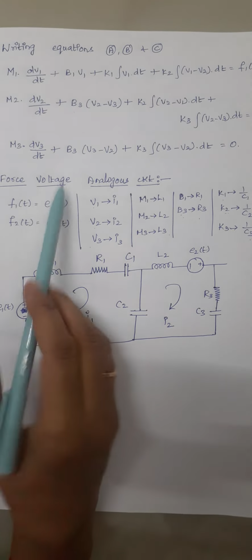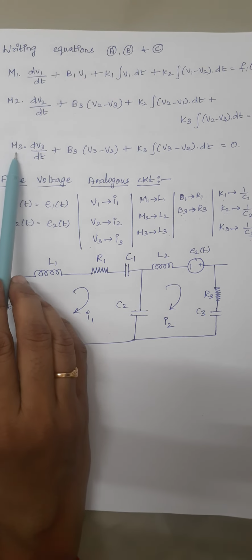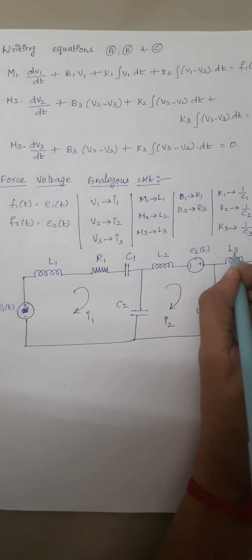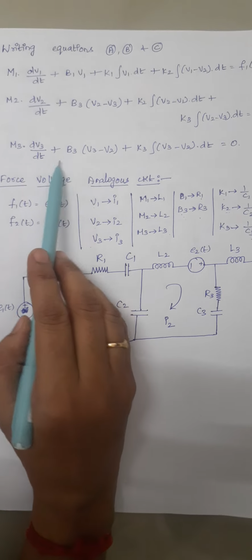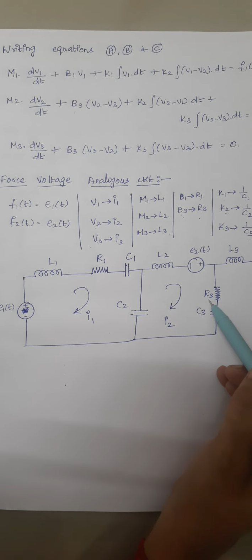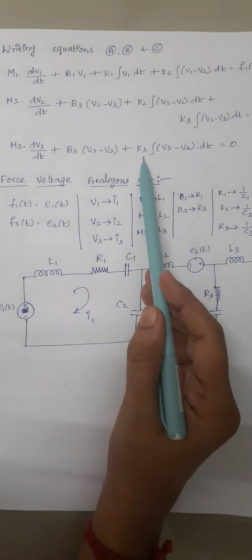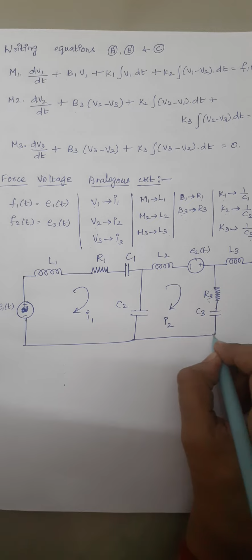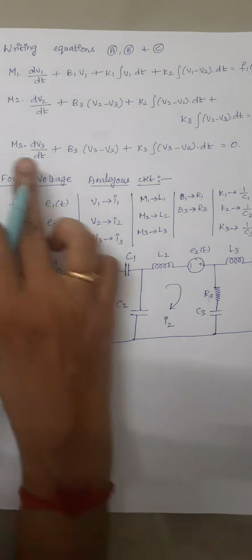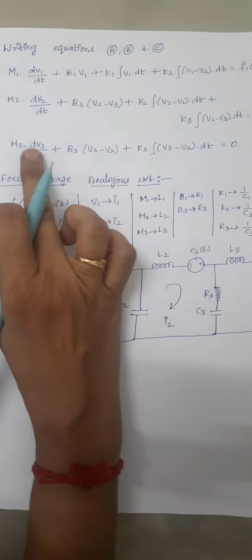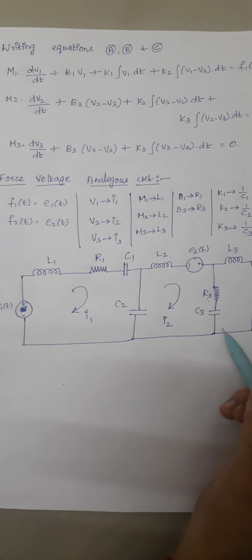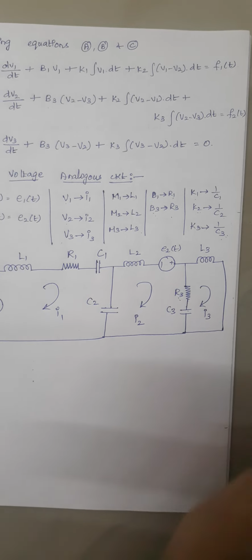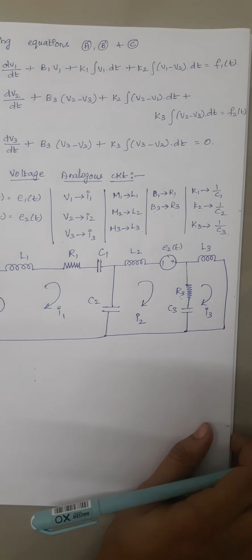And the next one is, we are having mass M3. So M3 is represented as L3. So here just draw an inductor L3. And we are having B3, and B3 is nothing but R3 which we had already drawn. And the next one is K3. K3 is nothing but C3 which we had already drawn. And that's all. Our loop 3 gets over. Our loop 3 consists of only 3 parts, 1, 2 and 3. And similarly here also we are having 3 elements, 1, 2 and 3. And let I3 be the current flowing through this loop, right?